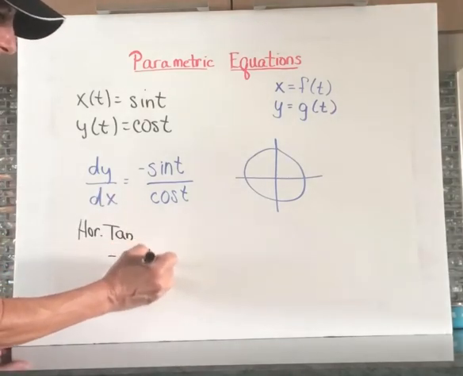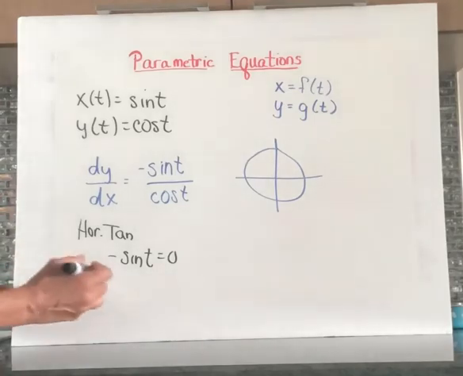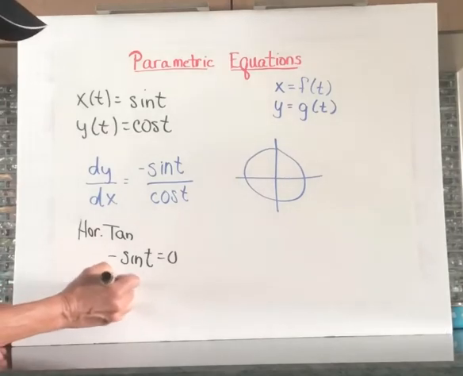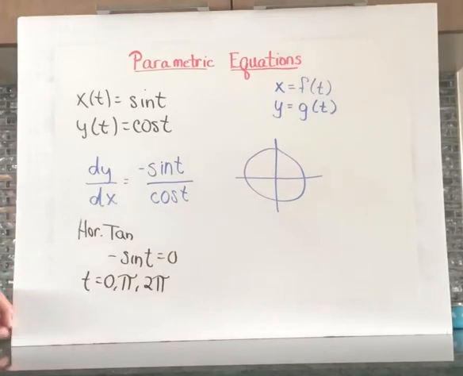Negative sine of t is equal to 0. If we're working on the interval from 0 to 2 pi, we don't really need the negative sign. That's at 0, pi, and 2 pi. So t is equal to 0, pi, and 2 pi. I'm going to disregard 2 pi because 2 pi is the same as 0.